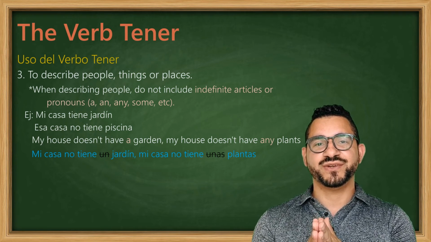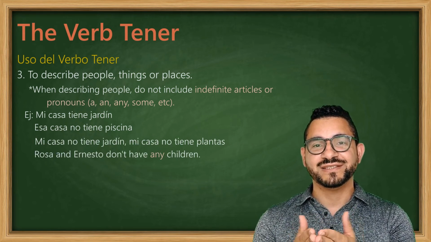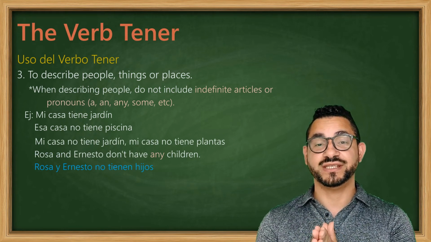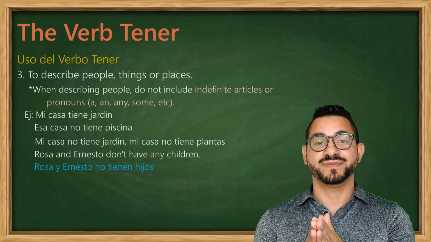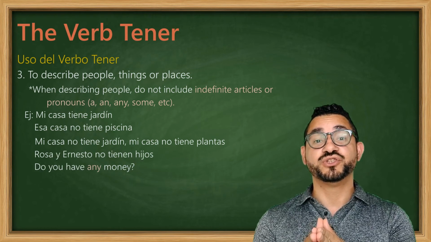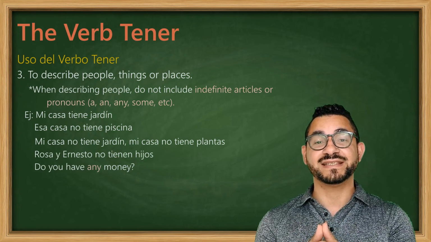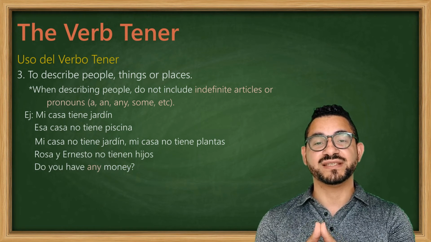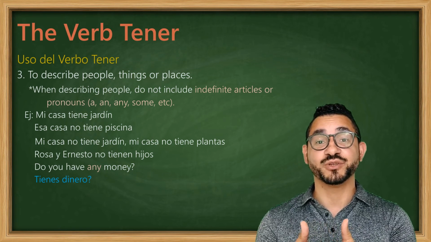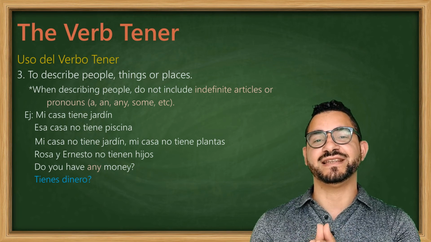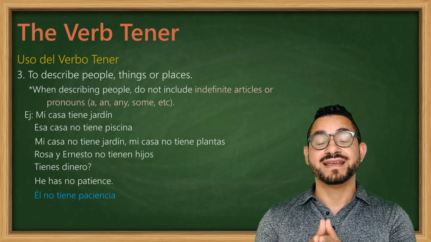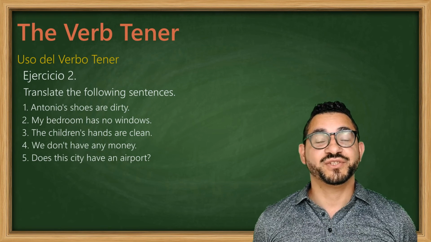Let me give you another example. Rosa and Ernesto don't have any children. In Spanish, we would say, Rosa y Ernesto no tienen hijos. Okay? Now, let me give you an example with uncountable nouns. So, do you have any money? Money is an uncountable noun. So, in Spanish, we would say, ¿tienes dinero? We don't say, ¿tienes algún dinero? No, we just say, ¿tienes dinero? Let me give you another example. He has no patience. Okay? Él no tiene paciencia.